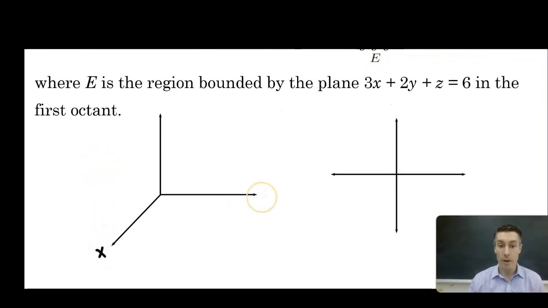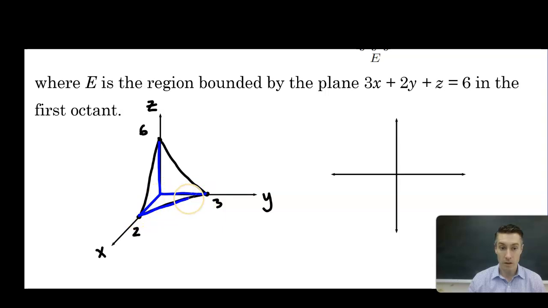Okay, so first step is try as best you can to draw the solid in 3-space. If we draw this plane, the x-intercept would be 2, the y-intercept would be 3, the z-intercept would be 6. So we draw that little triangular portion of the plane that's in the first octant. That means the solid that we are defining is a tetrahedron. So we go along the coordinate axes, along that triangular portion of the plane, and that's our solid.